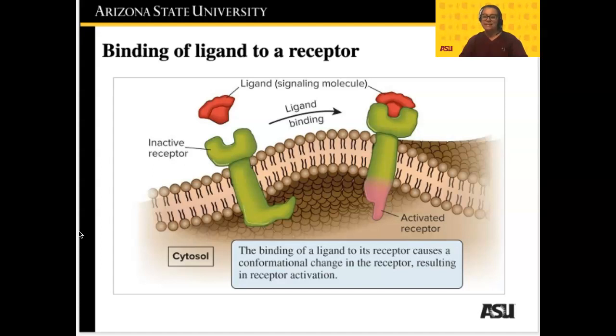When the ligand disengages from the receptor, the ligand-receptor complex will dissociate. This causes the receptor to revert back to its original conformation, in which it is no longer activated.